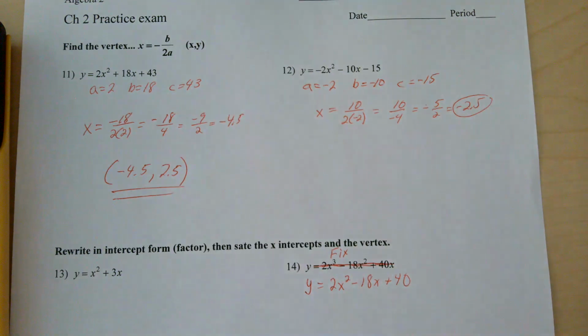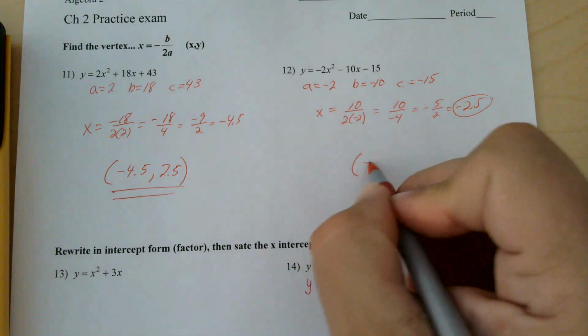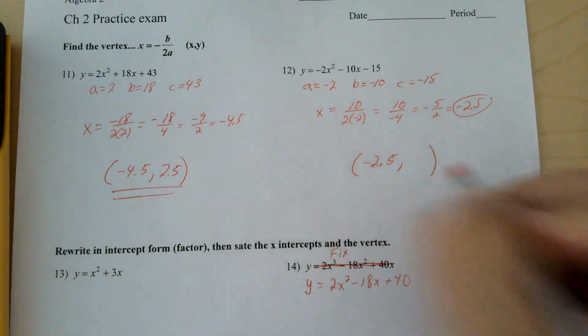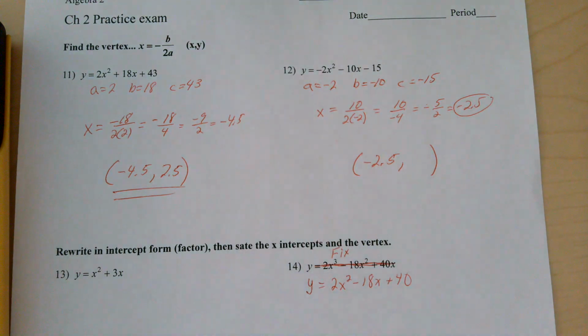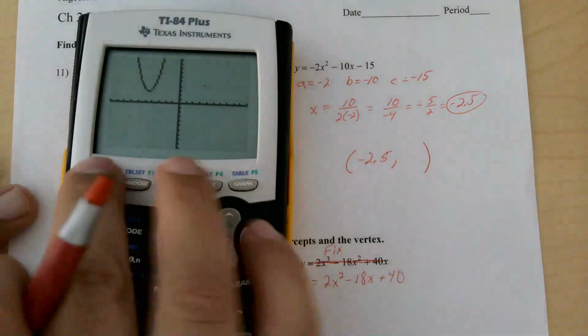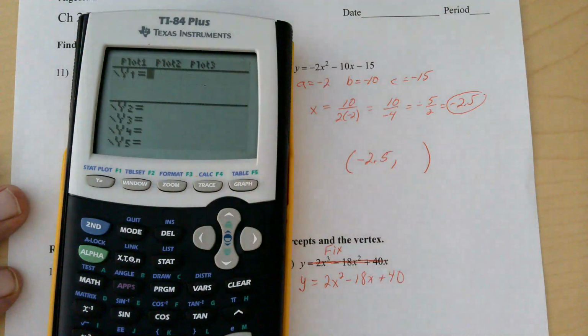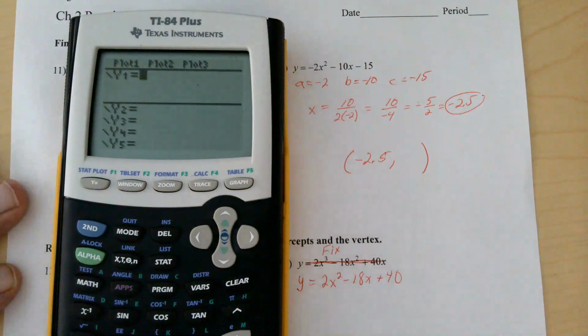Okay, now you can use a calculator if you need to divide, but I know my vertex is going to occur when x is -2.5. So I go back to the y equals screen, clear it, type in my new rule, negative, make sure you have negative and not a -2. So it's -2x squared minus 10x minus 15.